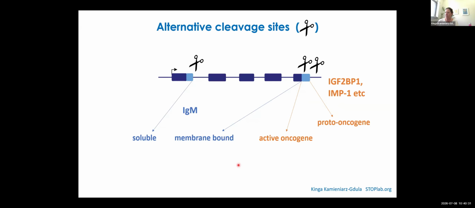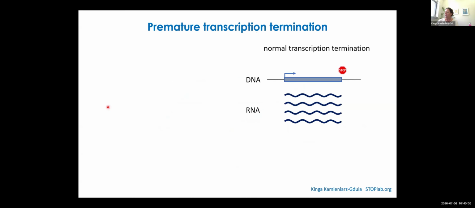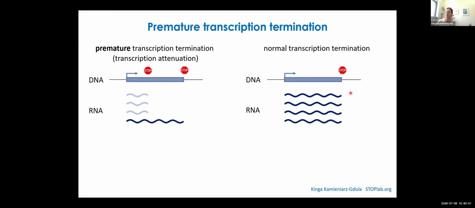So cleavage is definitely important, but termination itself as well. Usually when we think of transcription, we might be thinking of the polymerase binding, going from the beginning to the end, and that's it. But actually, many protein coding genes can be prematurely terminated. This is sometimes also referred to as transcription attenuation, and it is a process which allows regulating in a very precise way the amount of RNA that is produced from a gene.